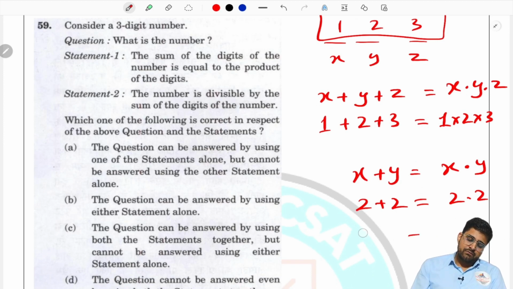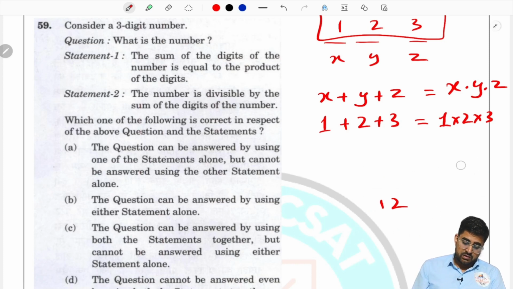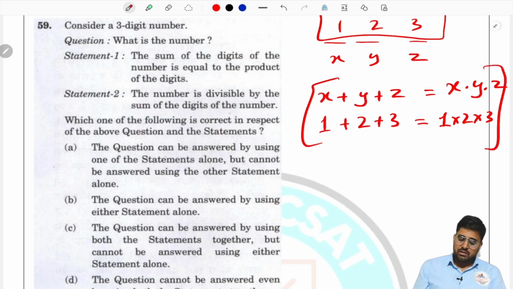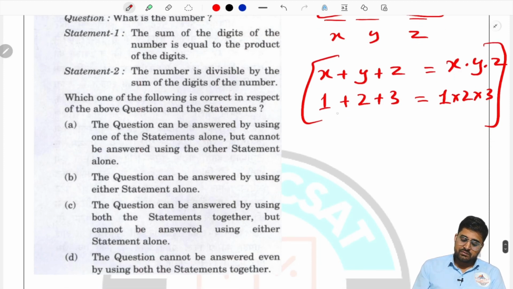Okay, so we have the number in our hand. Now the situation is that in statement 2 they are saying that the number is divisible by the sum of the digits of the number. We do not know the number. The number could be anything. For example, we have the digits 1, 2, 3. Obviously 6 combinations are possible: 1, 2, 3 itself, 1, 3, 2, 2, 1, 3, 2, 3, 1, 3, 1, 2 and 3, 2, 1. 6 possibilities are possible.